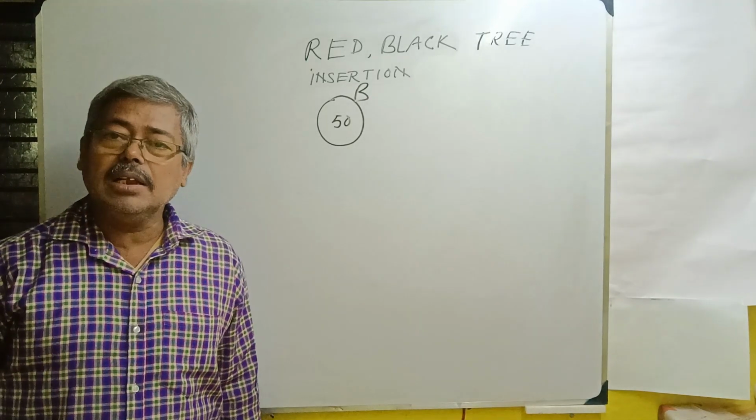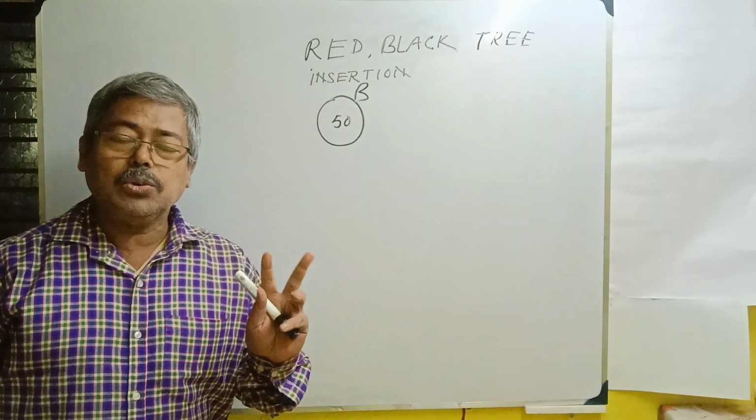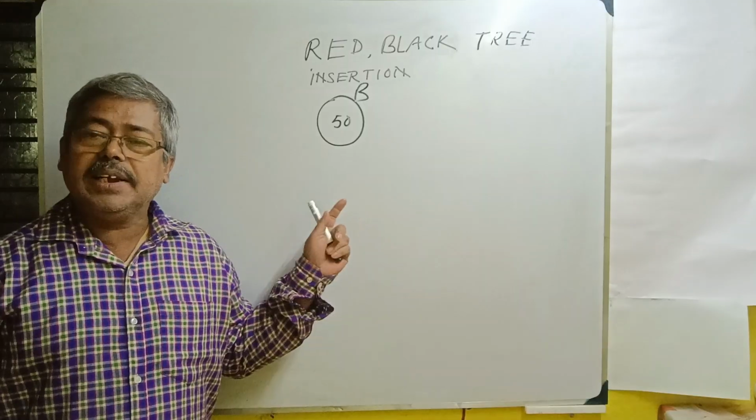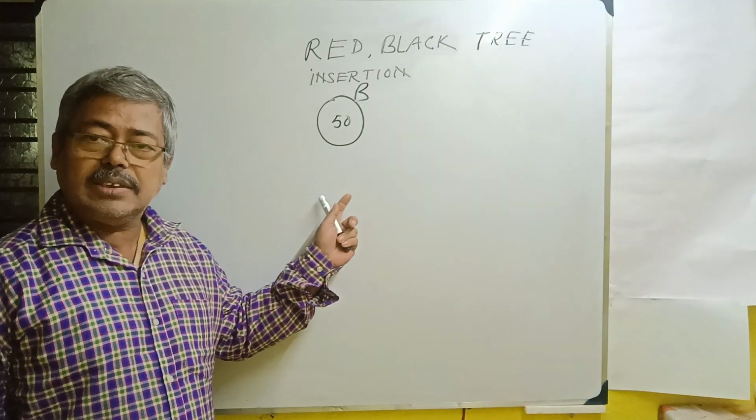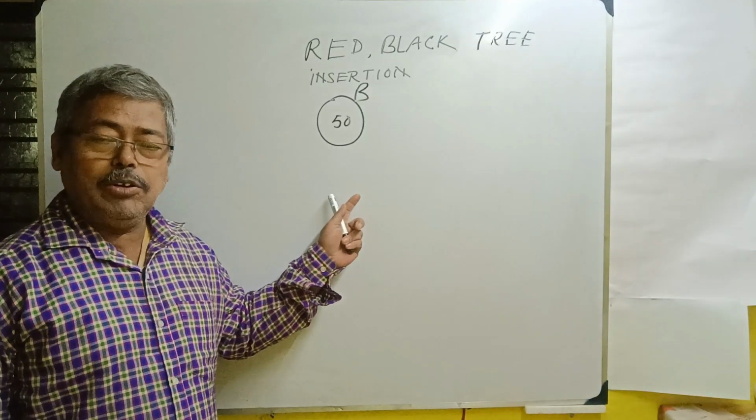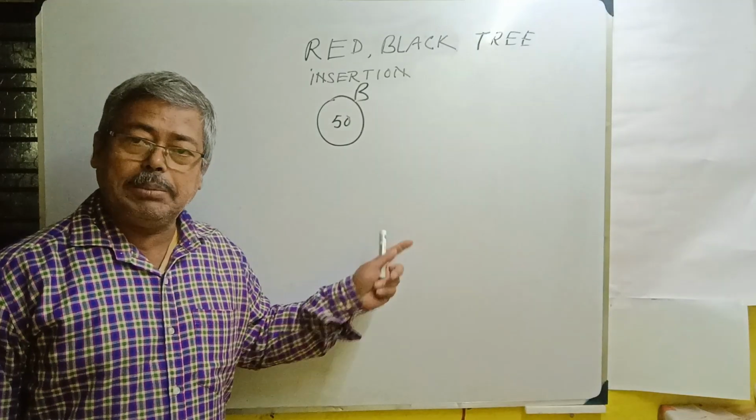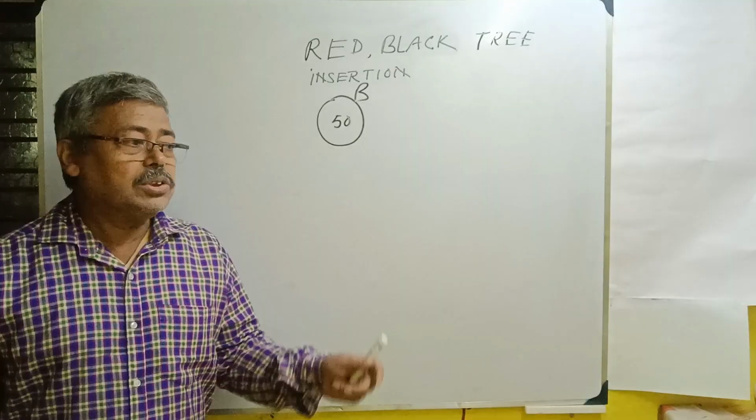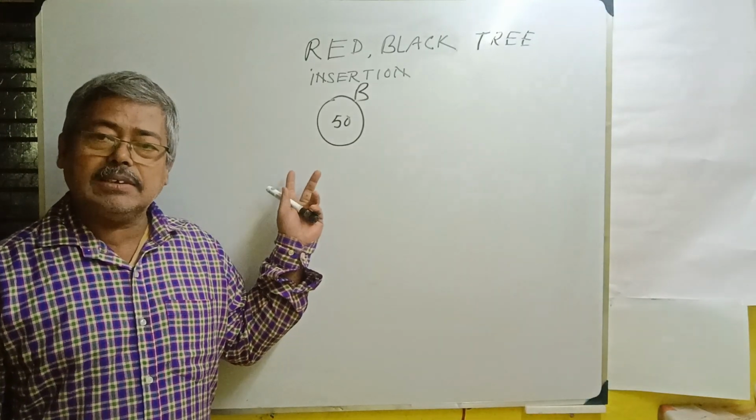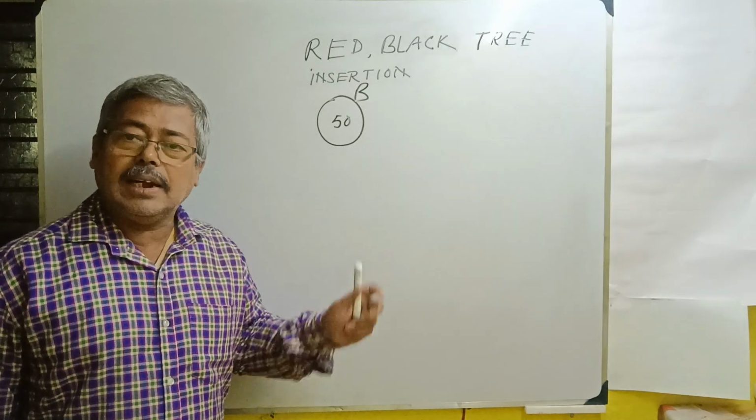Now I am inserting the second node. In the inserting process of the second node, it can be added at the left child of the 50 if the value is less than 50, otherwise it will be at the right child of the 50 when the value of the inserted node is greater than the root node. So two options are there. If the value is less, then left child. If the value is greater, then the right child.